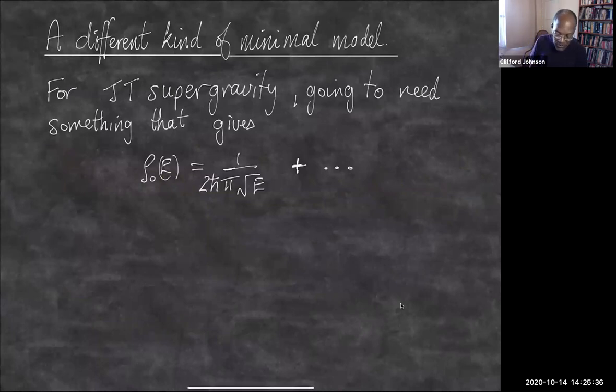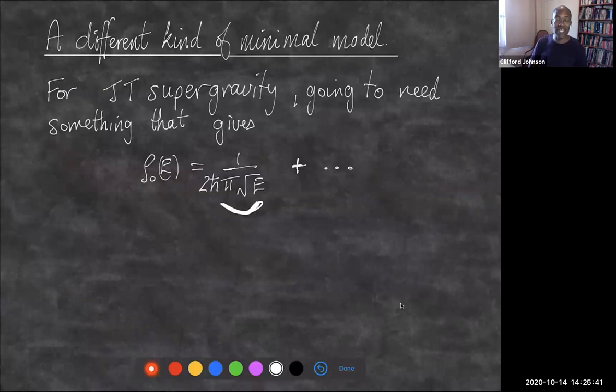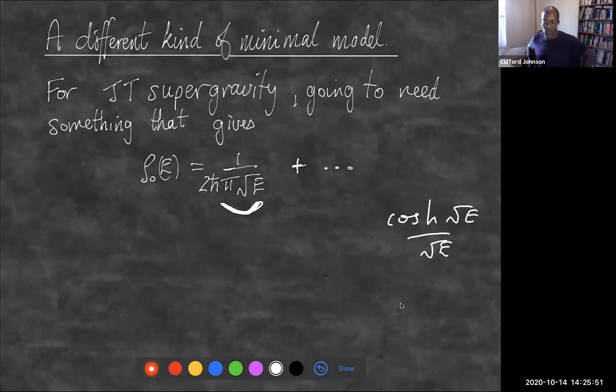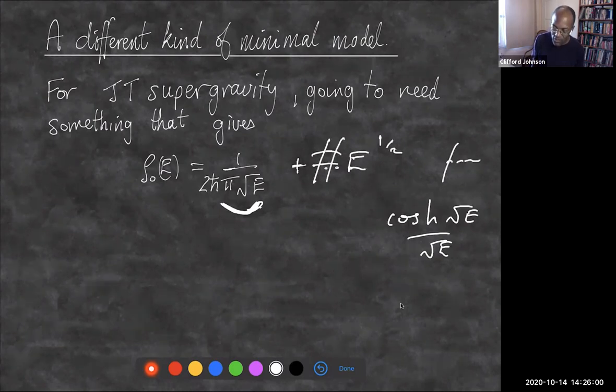A key additional ingredient is to have also some physics that captures this 1/√E behavior. Those models, remember, at the tree level, go like cosh√E/√E. So that cosh starts out with a one, and then so you get that. And then there's the e to the half, et cetera, with different coefficients than you have for JT gravity.